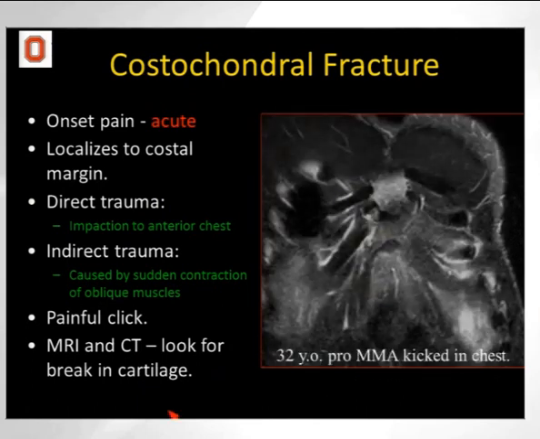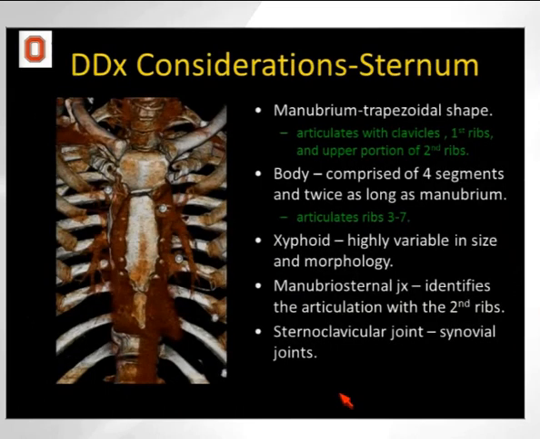Here's another patient. This is a professional mixed martial art athlete, and he was kicked in the chest, and he had persistent pain for 2 weeks that kept getting worse because he continued to train. And notice that in the anterior aspect of rib 5, he has this very characteristic fracture with fluid filling in between the 2 ends of the cartilage.